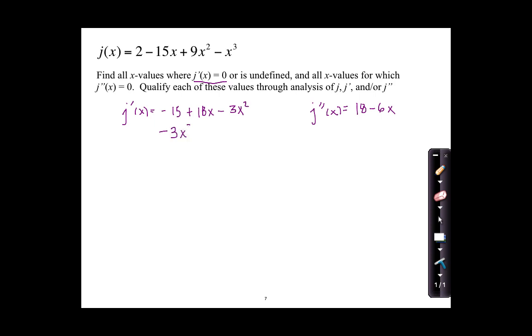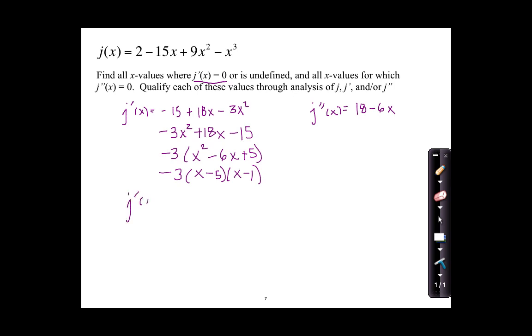Negative 3x squared plus 18x minus 15, factorable with nice integer numbers. If you factor this out, let's see, minus 6x plus 5, you can see exactly where this is equal to 0 pretty easily. And then in between and around those zeros is where it would be positive or negative. So I can see that the derivative is 0 at x equals 5 and x equals 1.